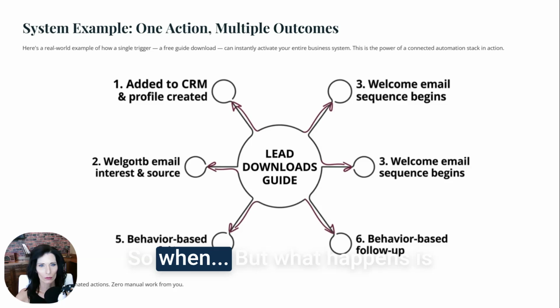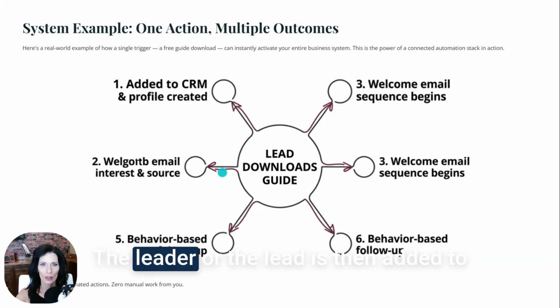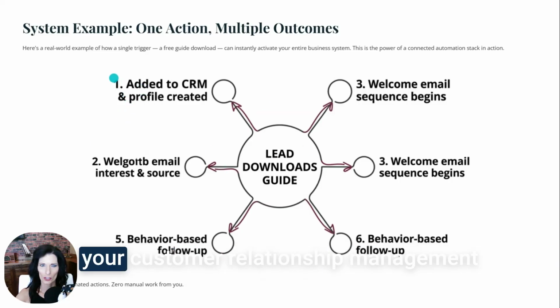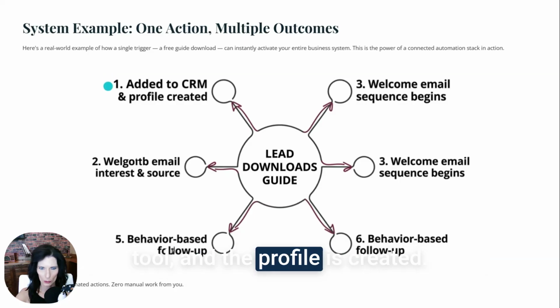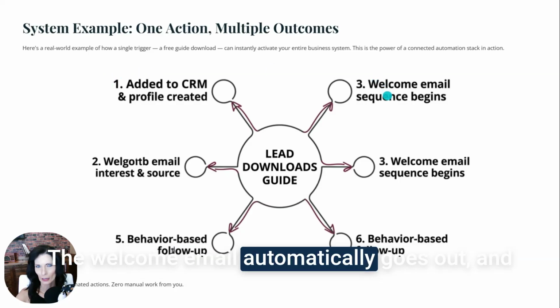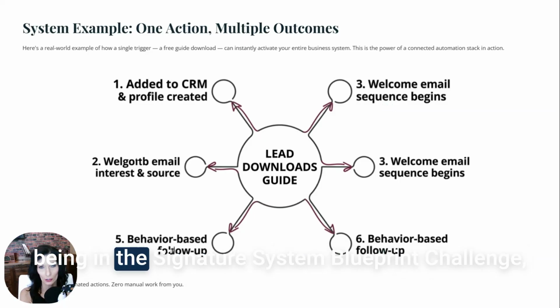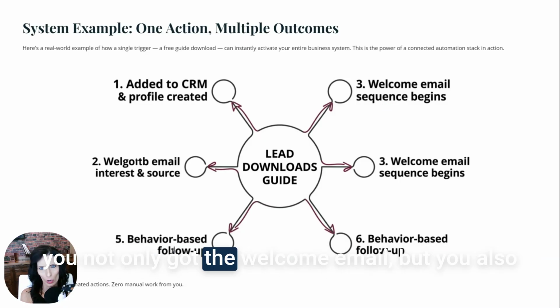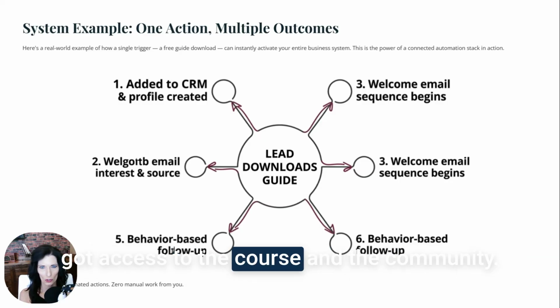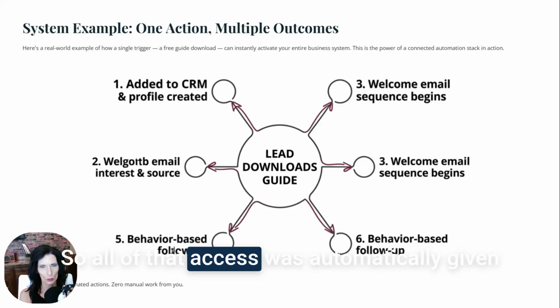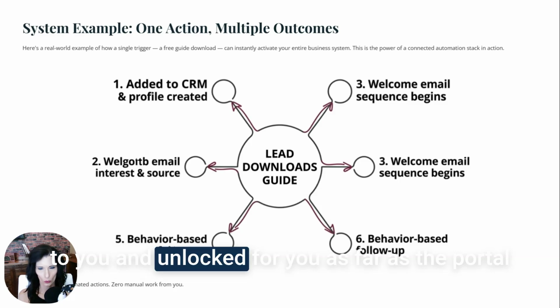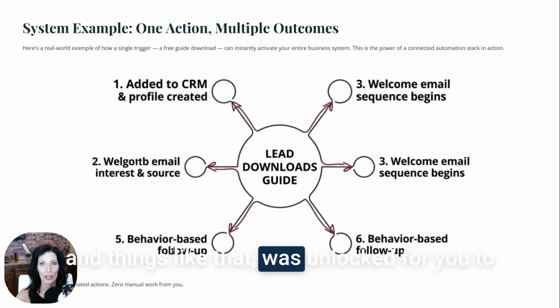So what happens is when someone has opted into your ecosystem, this is what it looks like. The lead is then added to your customer relationship management tool and the profile is created. The welcome email automatically goes out, and any access that the lead would need, for instance, being in the Signature System Blueprint Challenge, you not only got the welcome email, but you also got access to the course and the community. So all of that access was automatically given to you and unlocked for you, as far as the portal and things like that was unlocked for you to be able to have access to that particular thing.